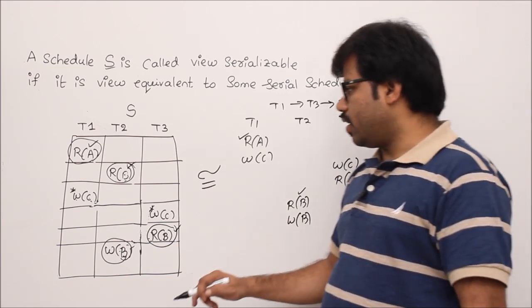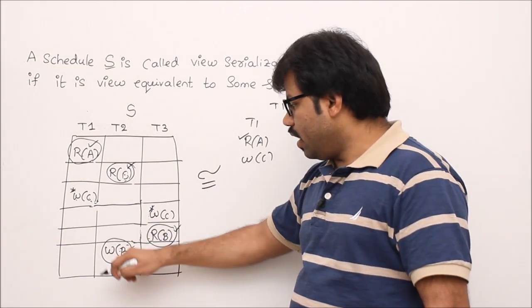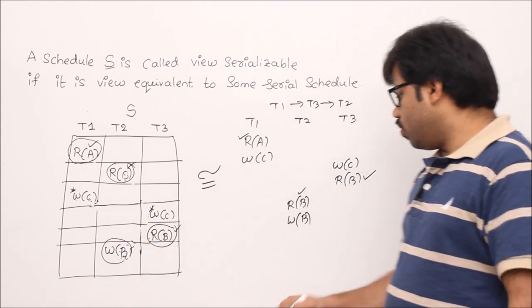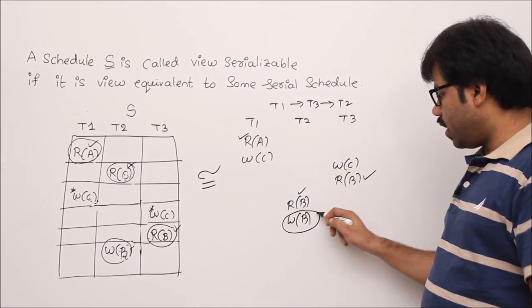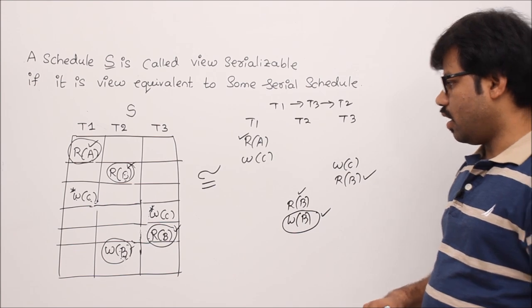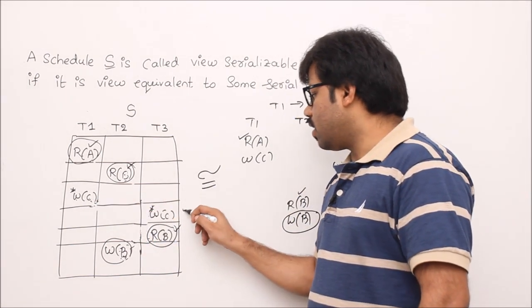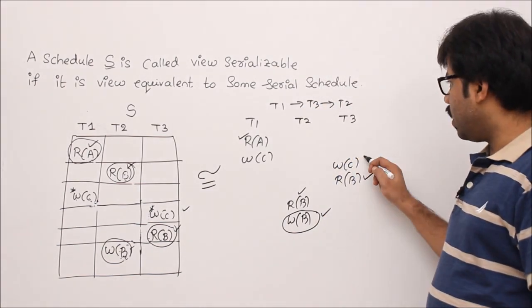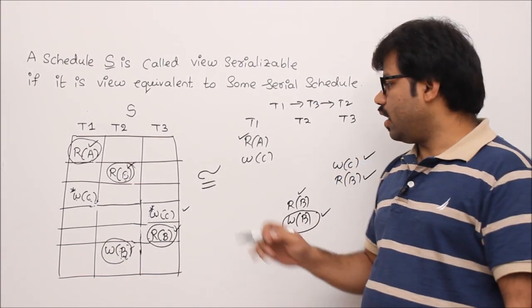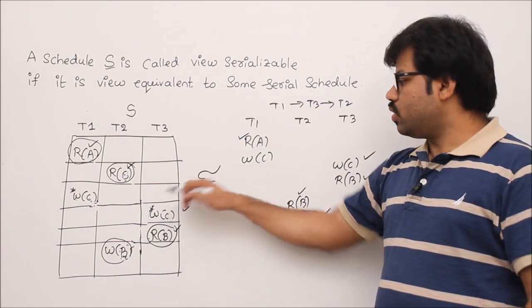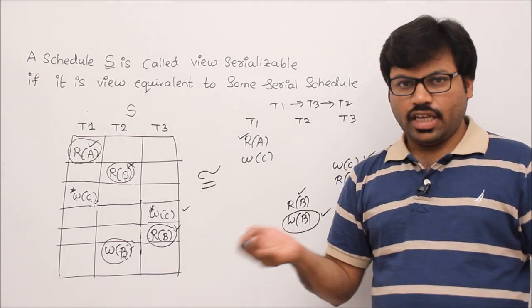Next, last writer. Who is the last writer of B? Last writer of B is T2. Of course, there is only one writer, so automatically T2 will be last writer. Now for C there are two writers. T3 is last writer here. So T3 is last writer. Perfect. So finally, now I am concluding that these two schedules are view equivalent.